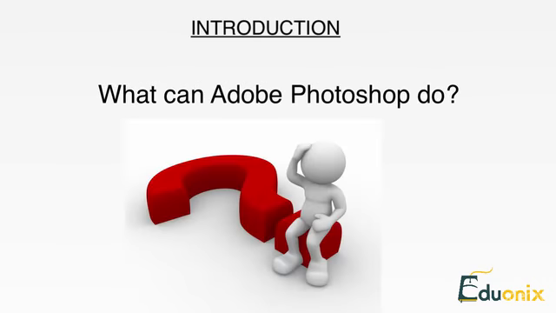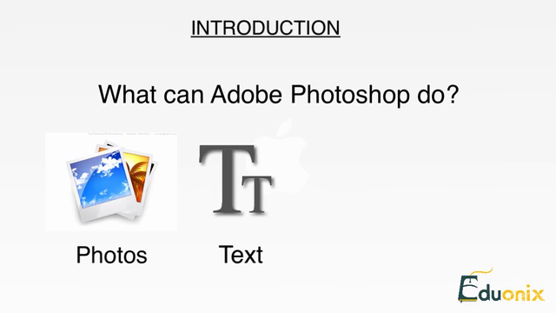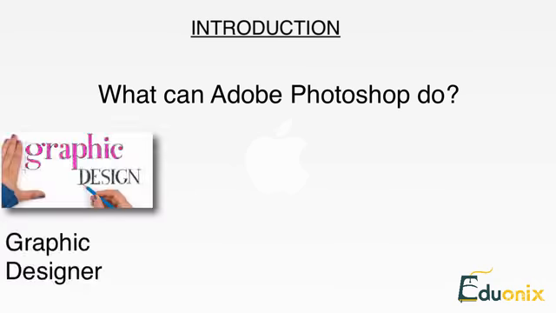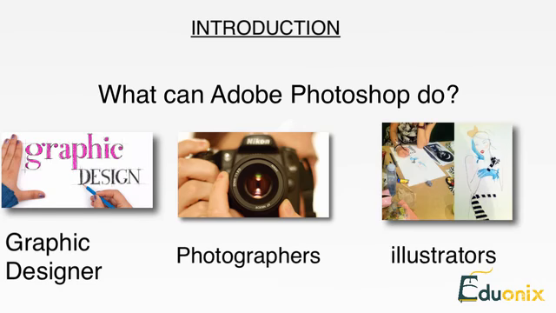So what can Adobe Photoshop do? Photoshop is the industry standard in raster graphics editing. That means photos, text, effects, and other graphics. It uses a system of layers, compositing, and color models to edit or create images on the computer. This leads the program to be the go-to tool for graphic designers, photographers, illustrators, and people who just want to mess with their friends' photos on Facebook.